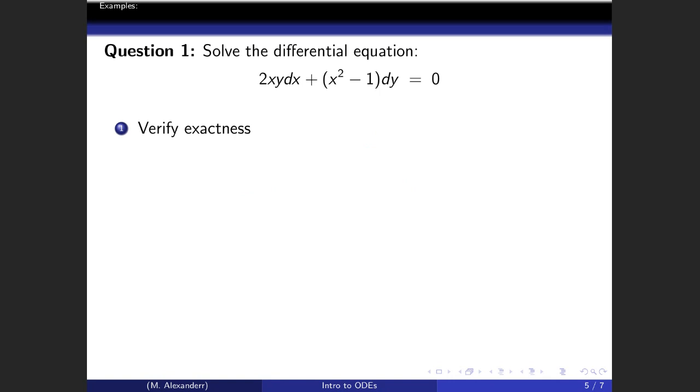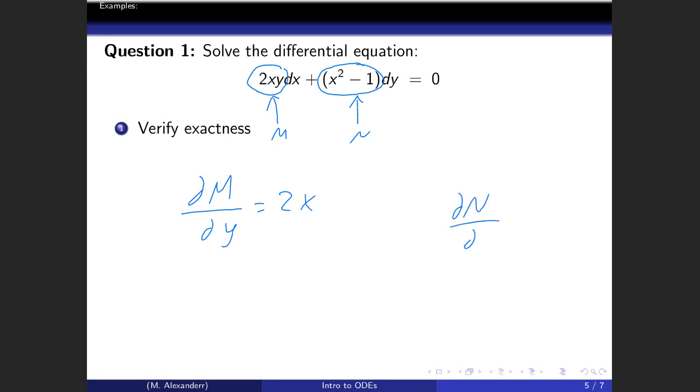We have a differential equation, and we want to check that it is an exact differential equation. So what we need to do is identify the m. This term in the blue box is going to be my m, and this term in the other blue circle is going to be my n. To verify exactness, we differentiate the m with respect to the y variable, and you get 2x. Now you look at your n formula and differentiate it with respect to the x variable, and the derivative is also 2x.